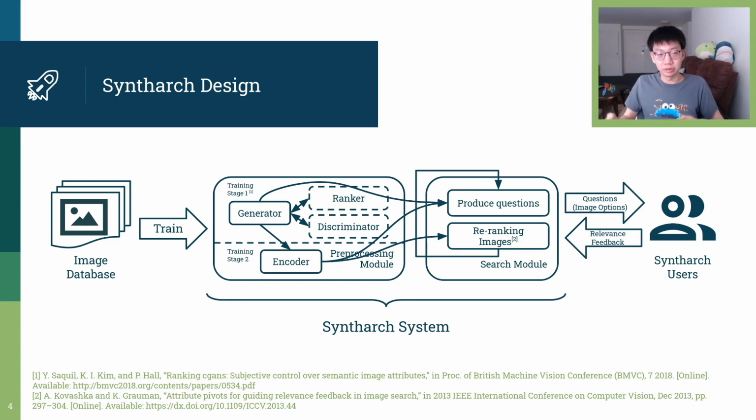Then, in stage 2, we train an encoder network to find the estimated attribute vector and the latent noise vector to enable image editing. Finally, we use range searching combined with relevance prediction to generate the candidate options and to re-rank all images after each search iteration.